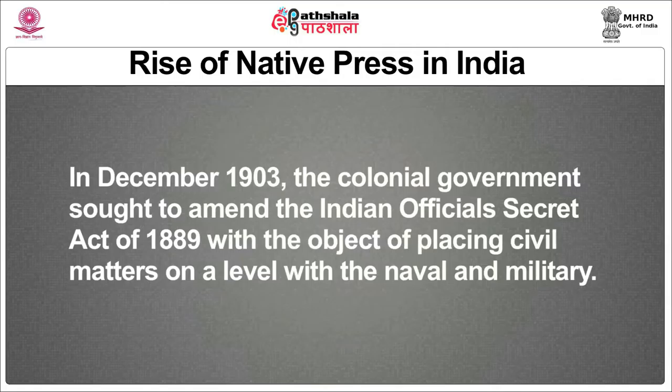1922. In December 1903, the colonial government sought to amend the Indian Official Secrets Act of 1889 with the object of placing civil matters on a level with the naval and military.